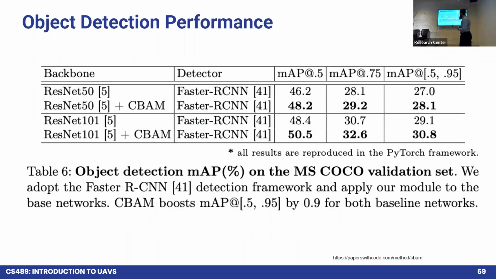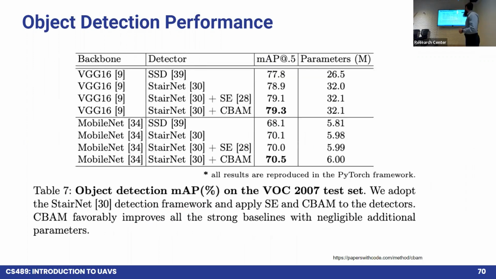We apply this to object detection. And again, the mAP has increased in all cases. Okay, mAP at 0.5, 0.75, and between 0.5 and 0.95. This is for object detection mAP on the VOC 2007 test set. It went up to 70.5% on MobileNet, and 79.3 on VGG16. And you can see here the number of parameters, there is no major change.